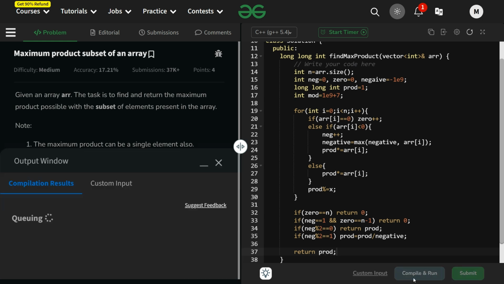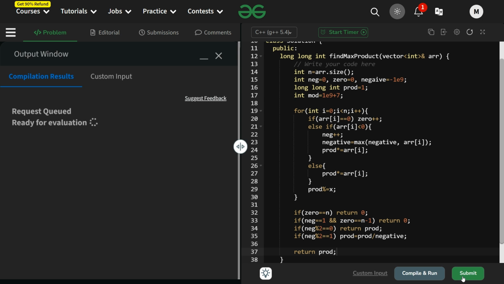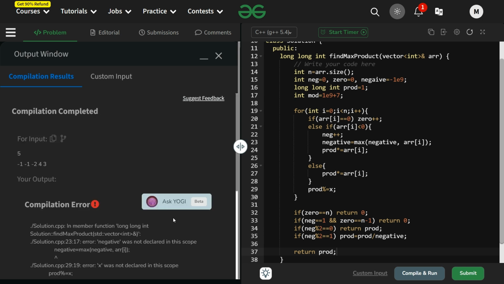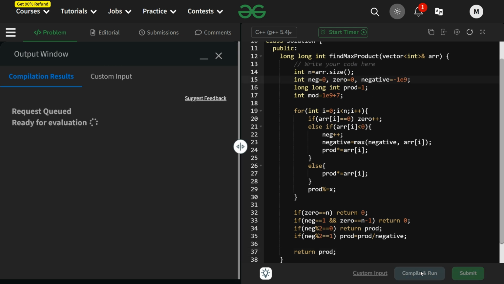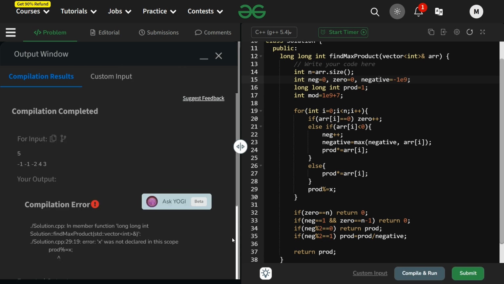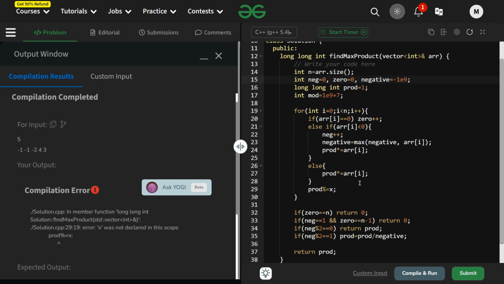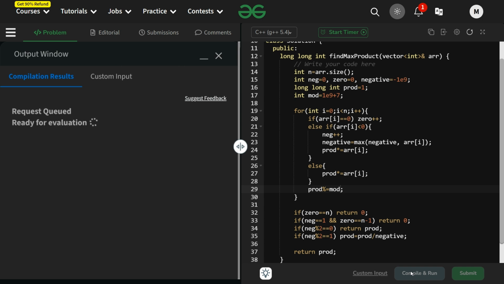Let us try to compile and run it. I hope it will run fine and should not give any error. Okay, there has been some error. Negative was not declared. I guess the spelling. Oh, spelling mistake. Let us try to compile and run it again. Again a problem. X was not declared. Oh, it is not X, it is mod. Let us try it again. Sorry for my typing mistakes. I hope you understand. And okay, it is running fine for the sample test case, and let us try it for the hidden test cases as well.